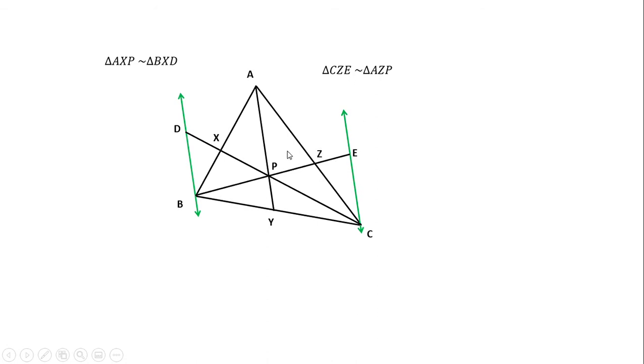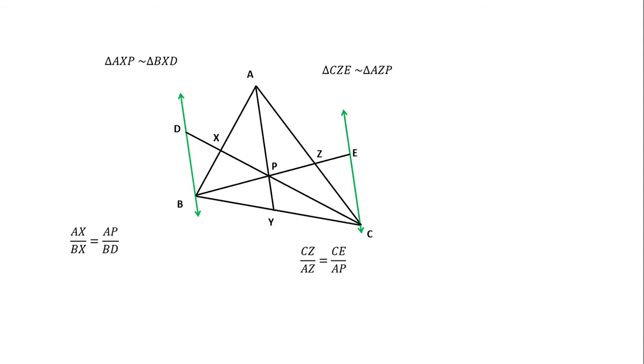And from those similarities, we can come up with the proportions of the corresponding sides. AX is to BX as AP is to BD, and CZ is to AZ as CE is to AP.